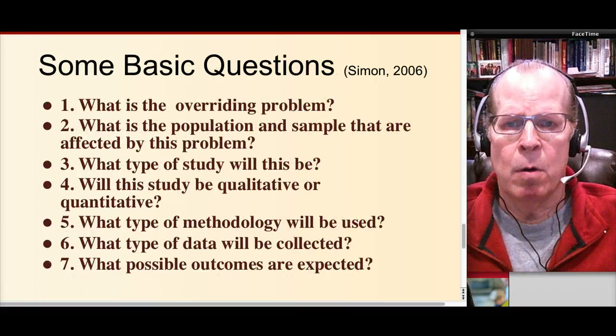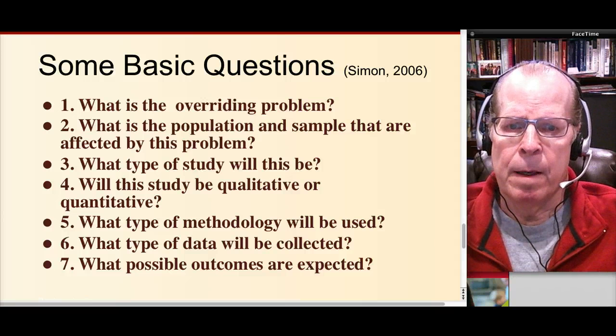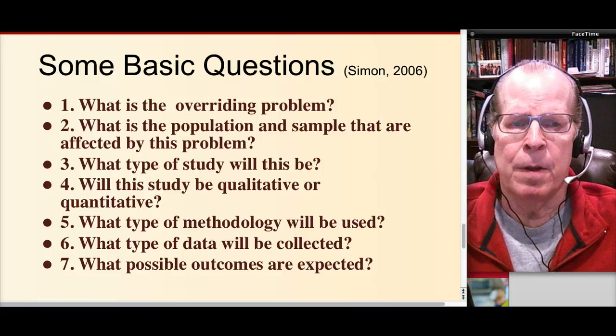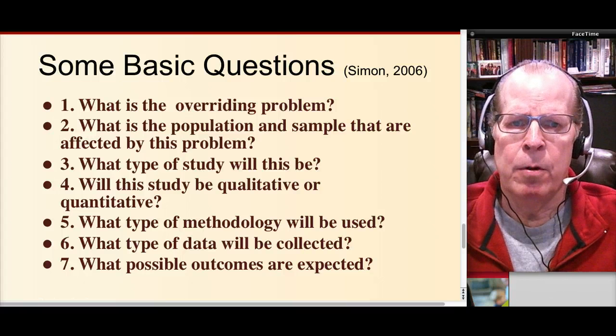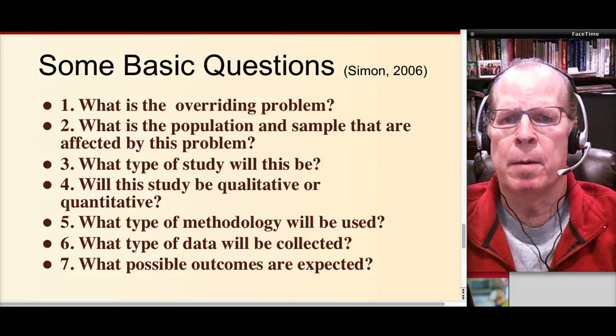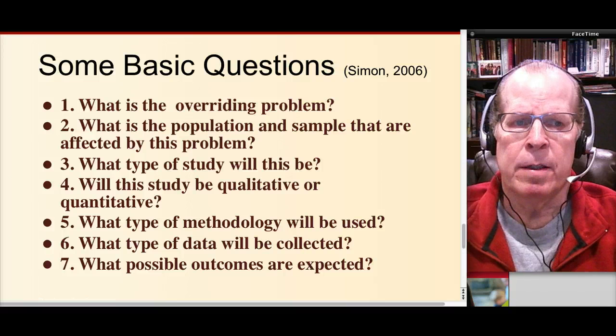Some basic questions. Once again, you should think through these as you think about this week 8 paper. What is the overriding problem? In other words, what are you going to address? What is the population? That's the bigger group. The sample is the smaller group that you draw from that population, and obviously they would be affected by the problem.